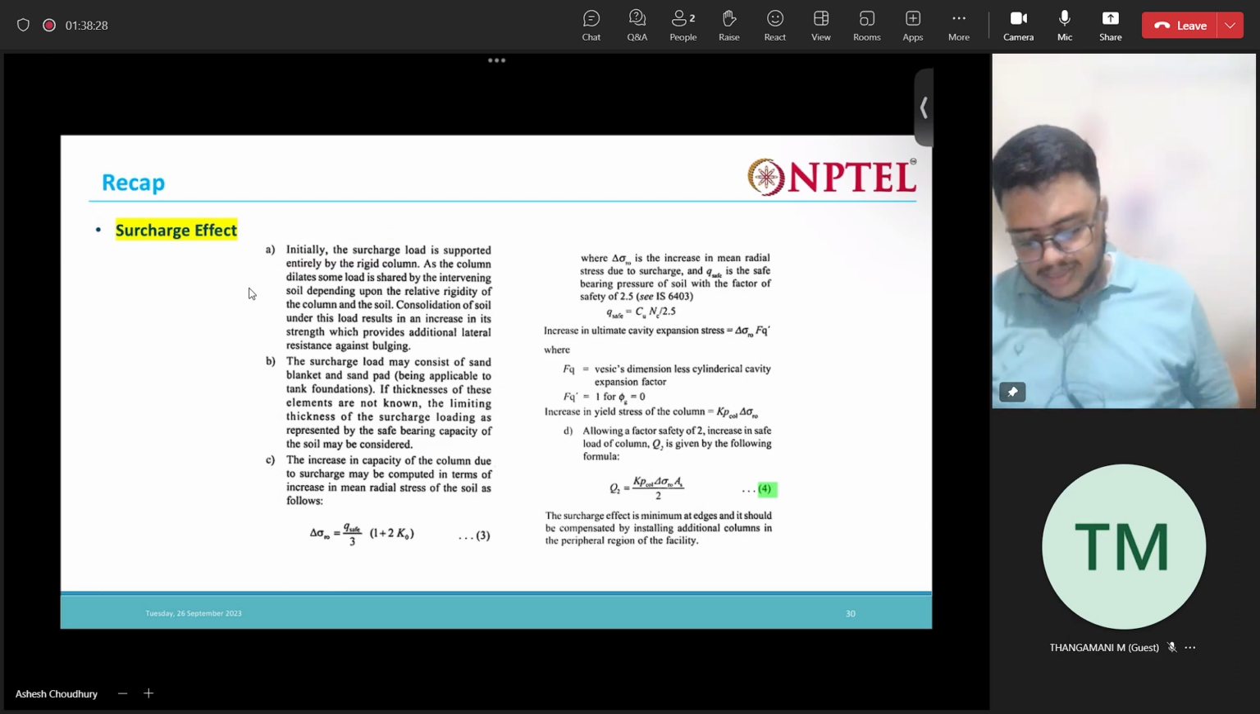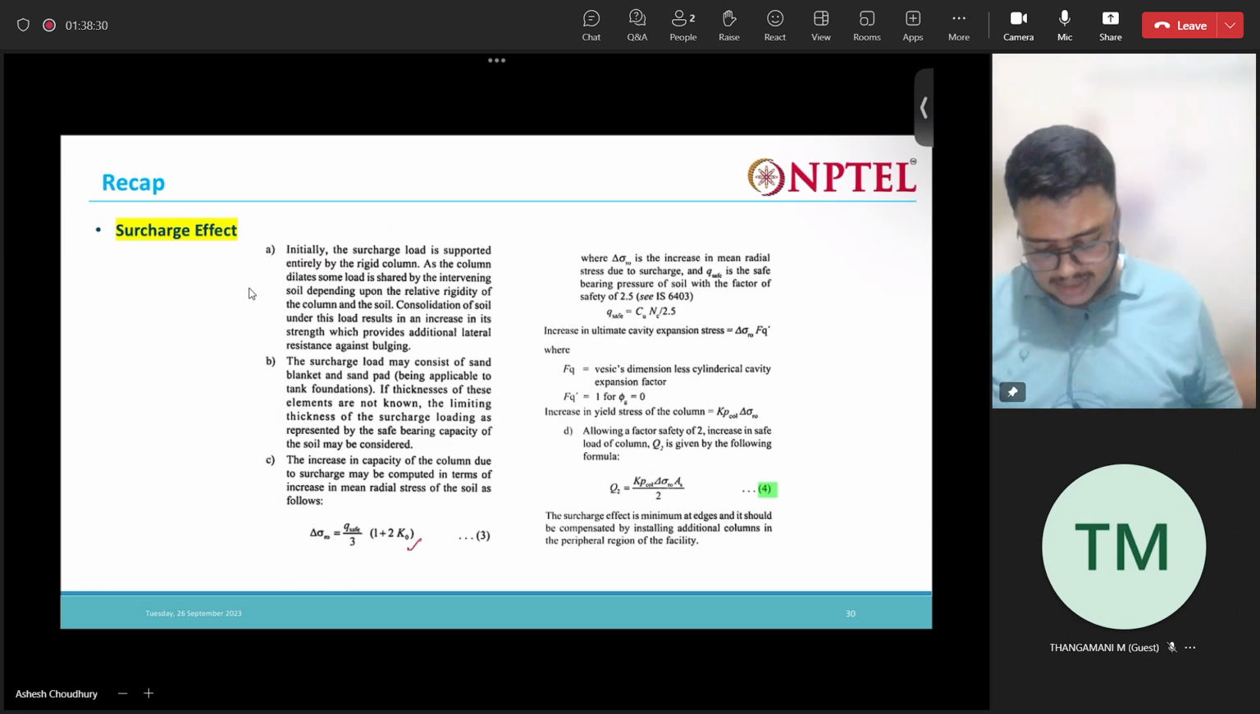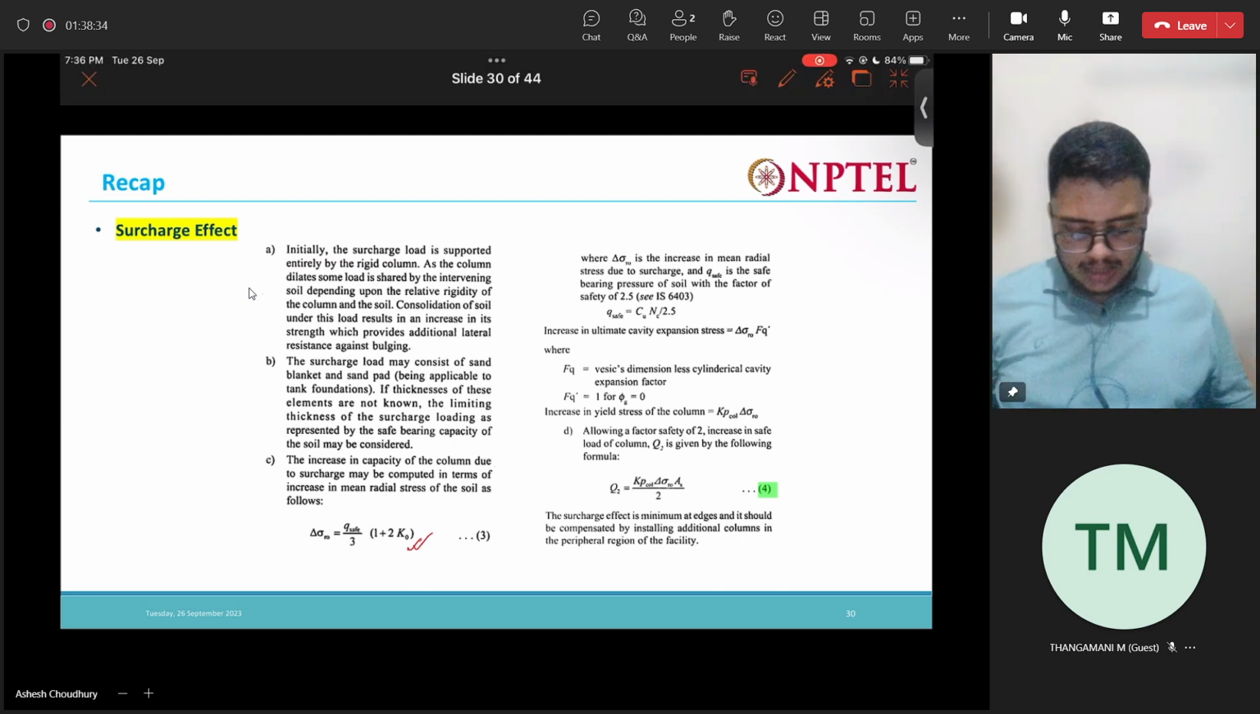Okay, so the increase in capacity may be calculated by this: q safe by 3 times (1 + 2 tan φ). q safe by 3, where q safe is nothing but the safe bearing pressure of the soil. Okay, and it is given here as q safe by 3.